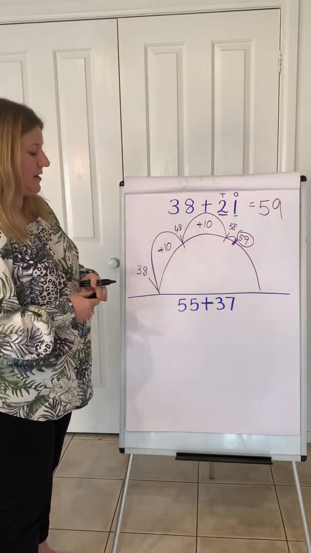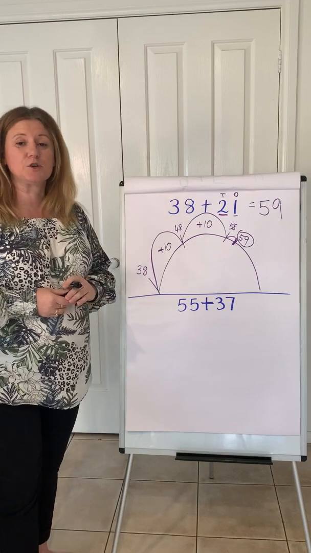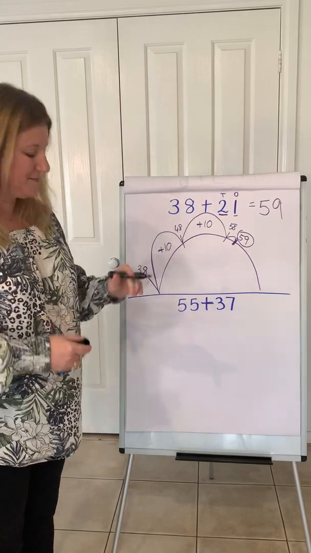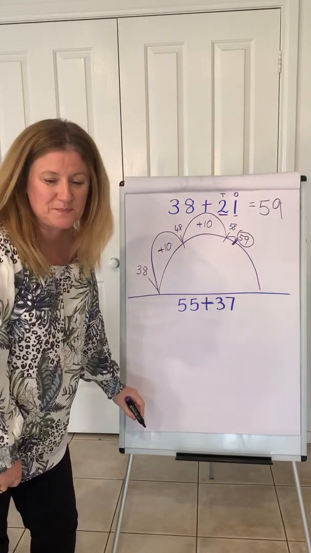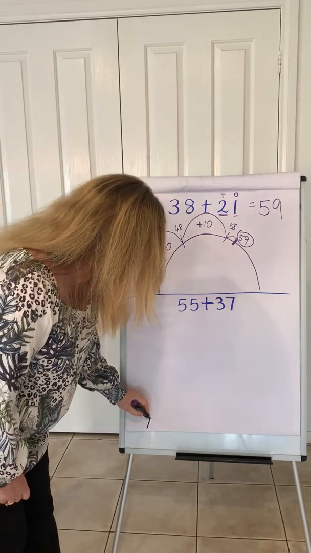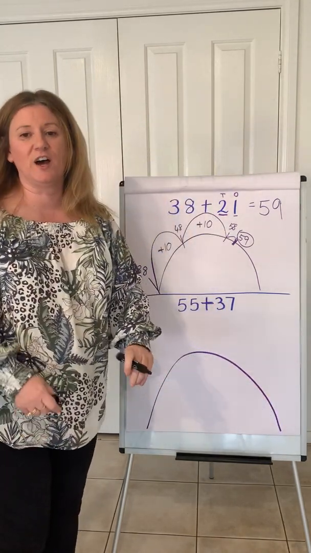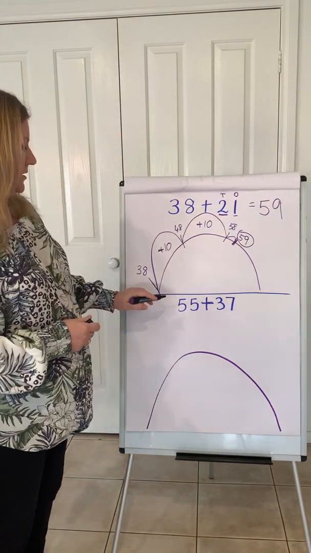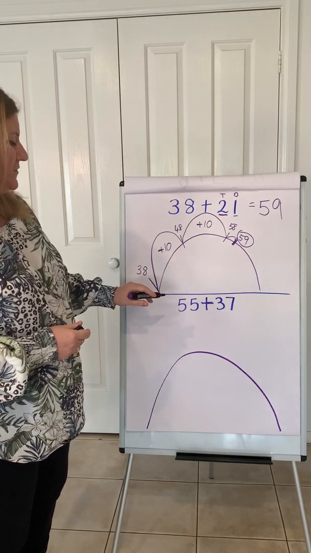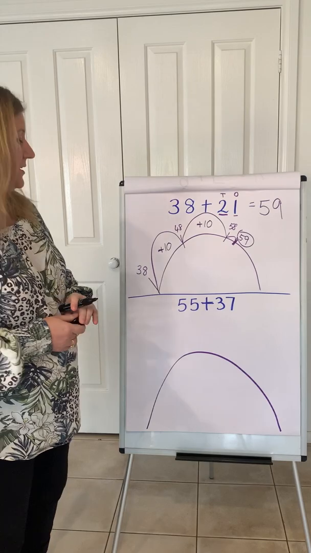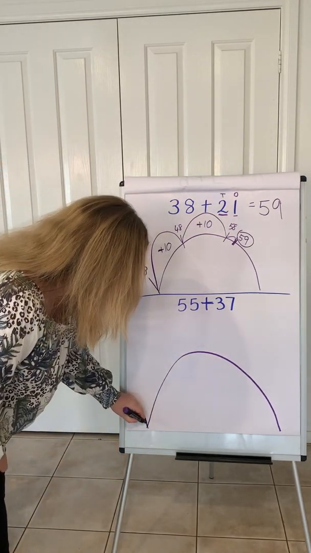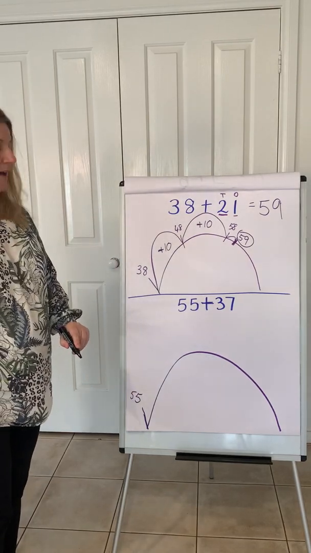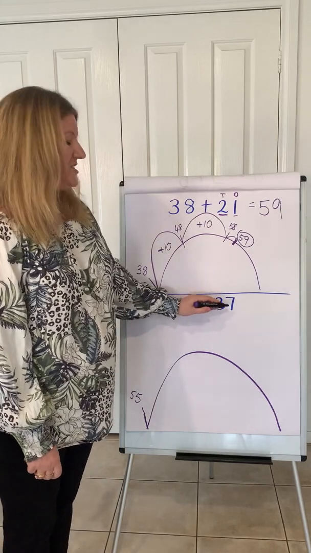Okay, our last sum for today. 55 plus 37. You can walk me through it. What do I do first? I draw a curved line, correct. I always start on my left. What's the biggest number there? 55 or 37? It's 55. I'm just going to write 55 over here. And now I need to jump 37.